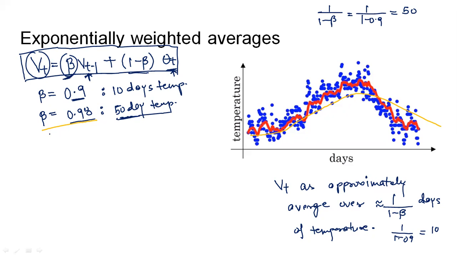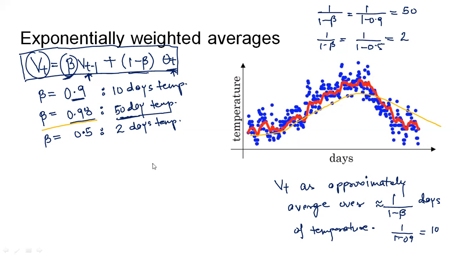Now suppose I set the value of beta equal to 0.5, which is quite a bit smaller than the 0.98 value. Approximately how many days of temperature average would it be? It would be 1 upon 1 minus beta, which is 1 upon 1 minus 0.5, and that would be equal to 2. So this temperature would now be approximately an average of 2 days of temperature.